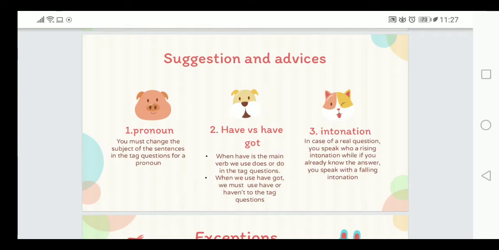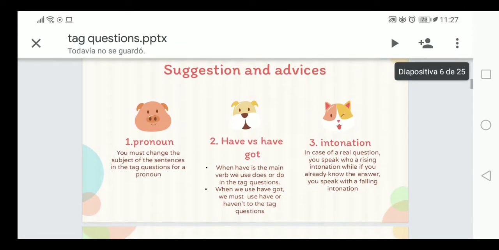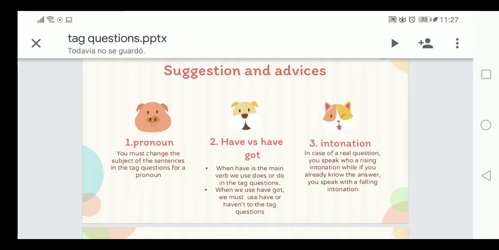Suggestions and advice. Pronoun. As I told you before, you must change the subject of the sentence in the tag question for a pronoun. Second, have versus have got. When have is the main verb, we use does or do in the tag questions. When we use have got, we must use have or haven't in the tag questions. Third, intonation. In case of a real question, you speak with a rising intonation, while if you already know the answer, you speak with a falling intonation.